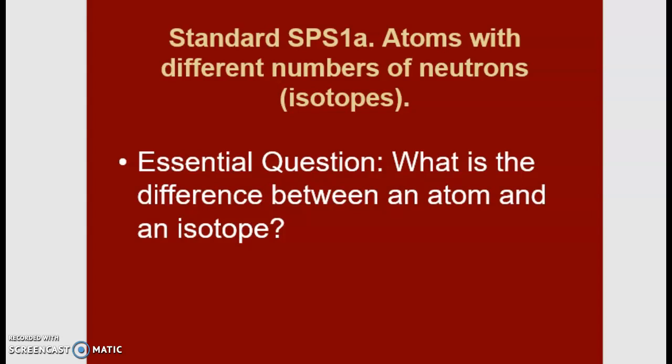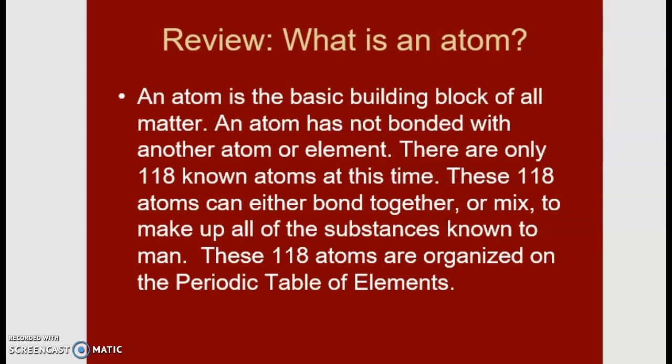Today we're going to look at standard SPS 1A, which regards atoms with different numbers of neutrons, or isotopes. So we're looking at isotopes. Our question is, what is the difference between an atom and an isotope? So let's just review very quickly what an atom is.